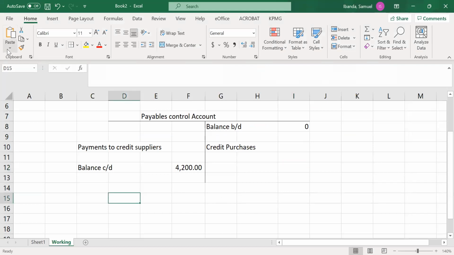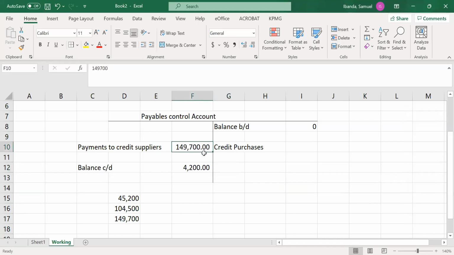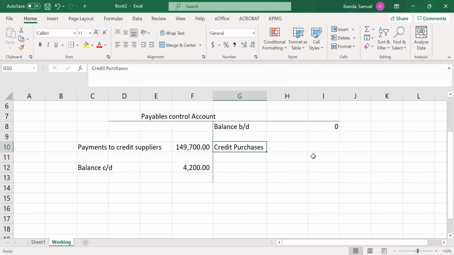I'll just come and first add them from here. If you have your calculator, you can add them. So this gives you a total of 149,700. So this 149,700 is what I will put here. This is how control accounts work. So after I've put the 149,700 here, remember I don't know the so-called credit purchases at the end. It is the one that I'm looking for.